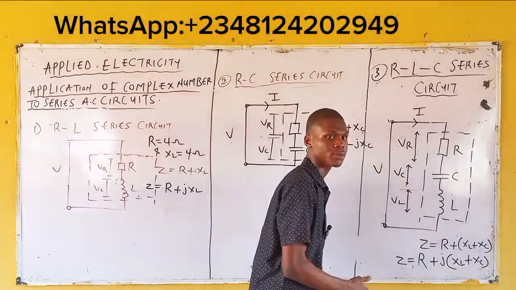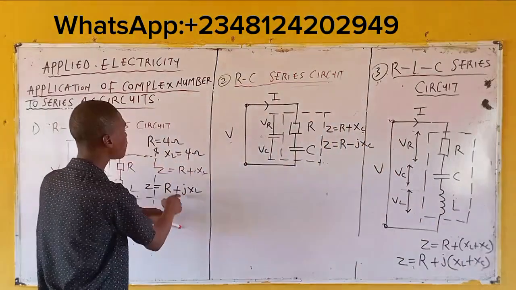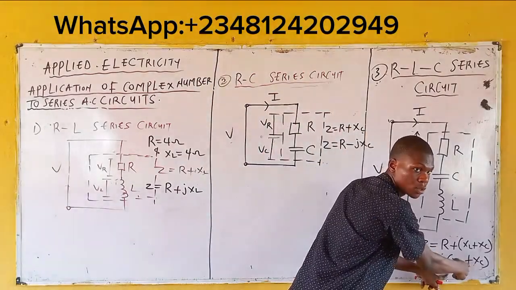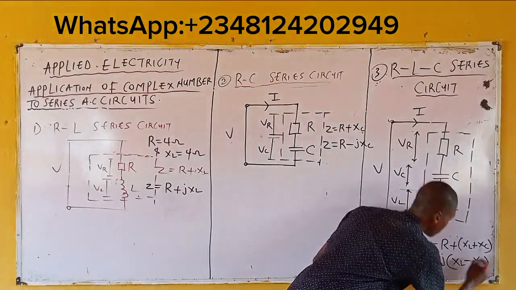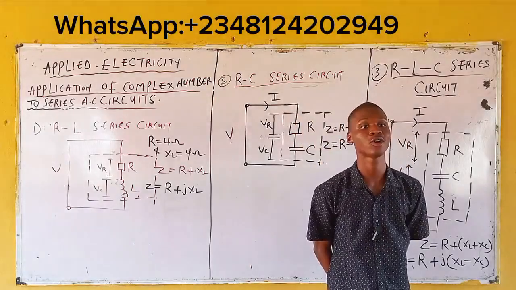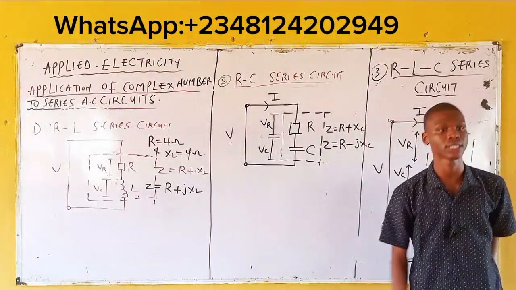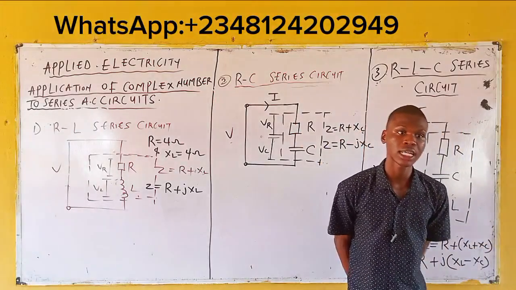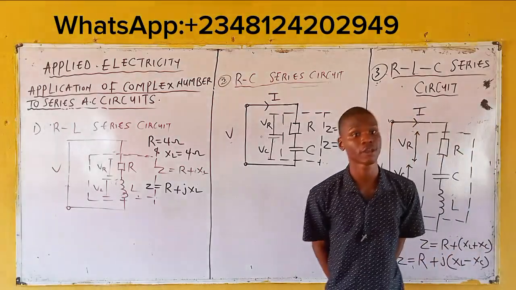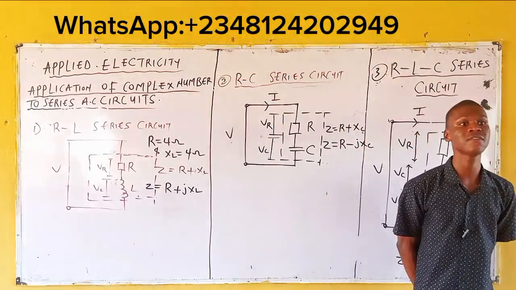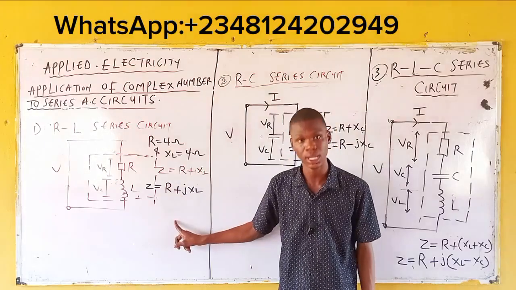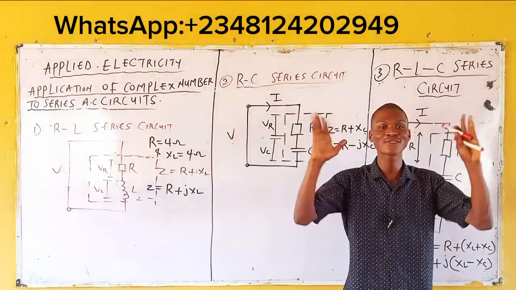Yes, this is correct, but at the same time it's not. We have XL being positive and XC negative, meaning XL minus XC. In essence, when you are given a question, your first task is to compare it to the standard form of your impedance. Identify whether it is an RL series circuit, an RC series circuit, or an RLC series circuit. This takes you back to equal complex number.